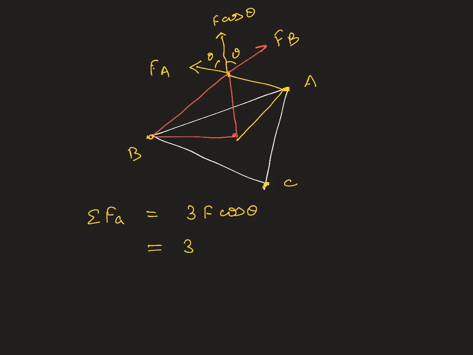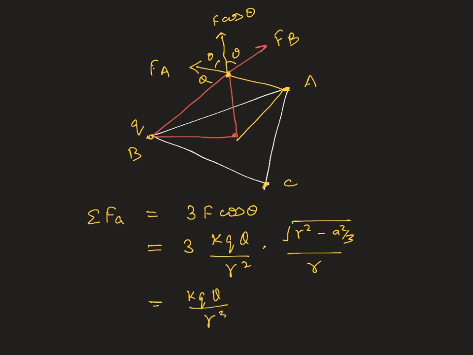Going back, 3 times, what was F? Let's try to remember. This was small charge q, this was capital charge Q. So k q Q upon r squared. And what was cos theta? Cos theta was root under r squared minus a squared by 3 upon r. And if you multiply 3 in, k q Q upon r cubed, because there are r squared into r, into root under, multiply 3 in, that is 9r squared minus 3a squared. So this is the force along axis.